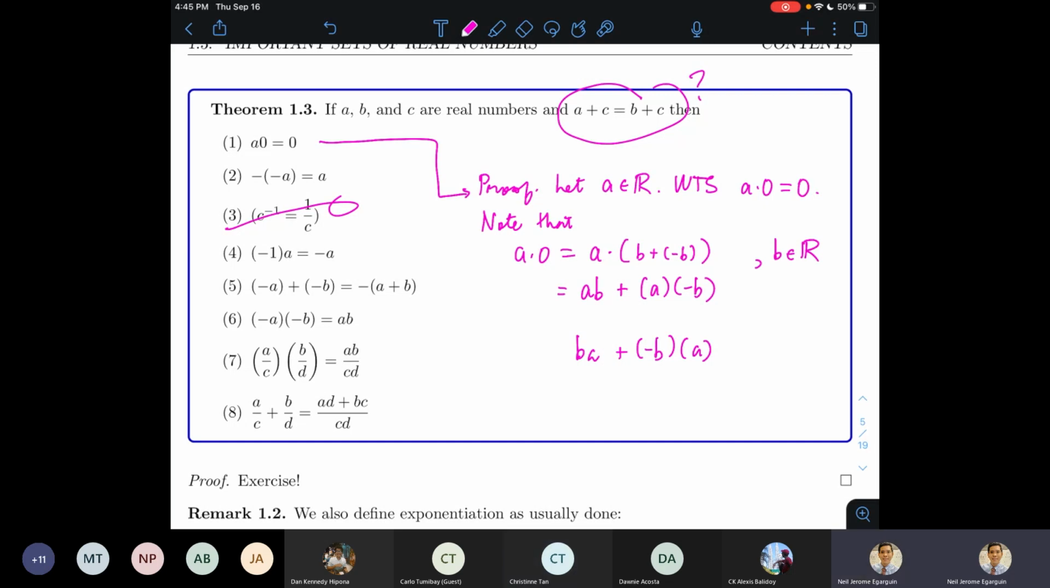Opo. Ang problema ko pa rin doon ay paano ko i-multiply itong dalawa? Yung negative B times A, hindi ko pa alam na equal siya sa negative BA. But I think you know what I'm trying to do.